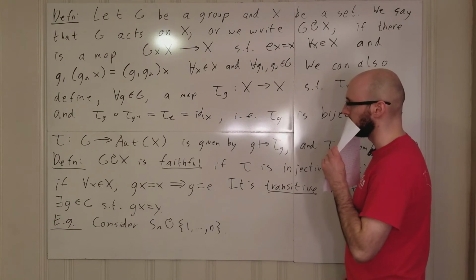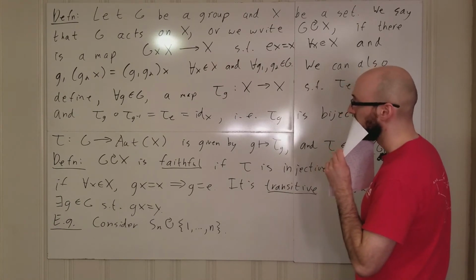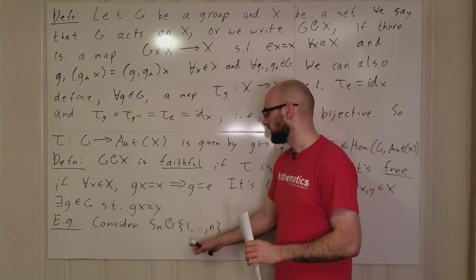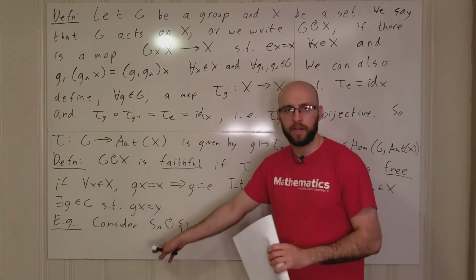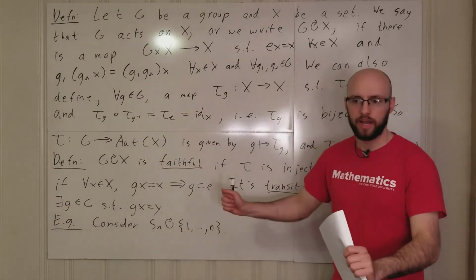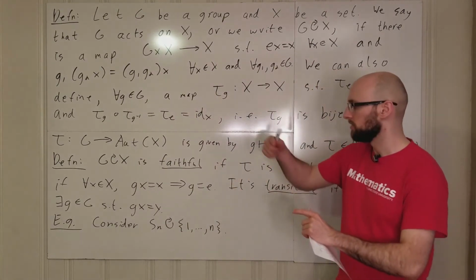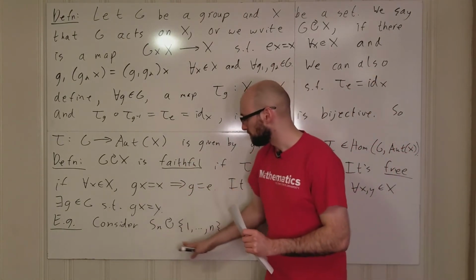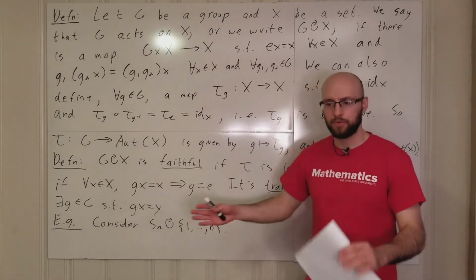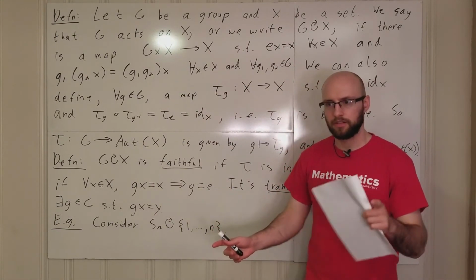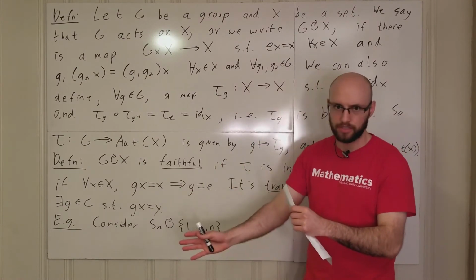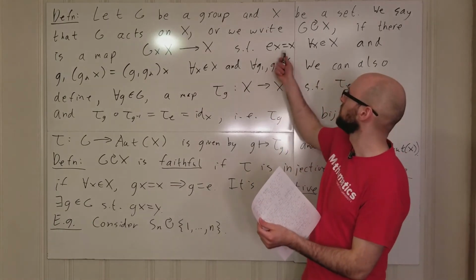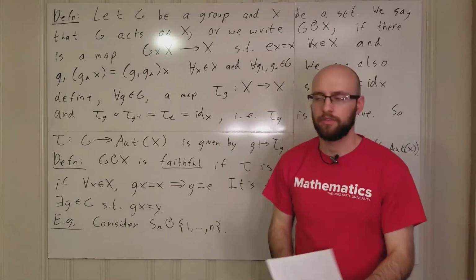Wait a minute. So Sn acts on this: you take an element of Sn and you take one of the indices from 1 through n, and you send that index to wherever that element of Sn tells you to send that index. So if you take the identity element and any index from 1 to n, the identity element is going to tell you, okay, take that index and send it to itself. That holds for all x, and so we have the first thing.